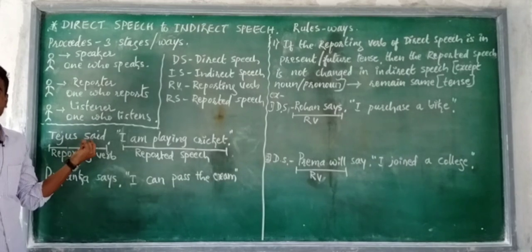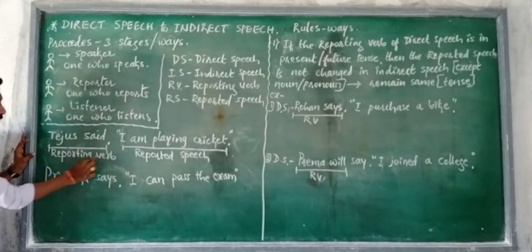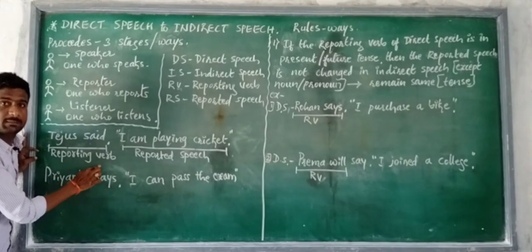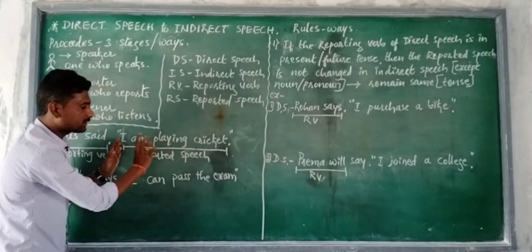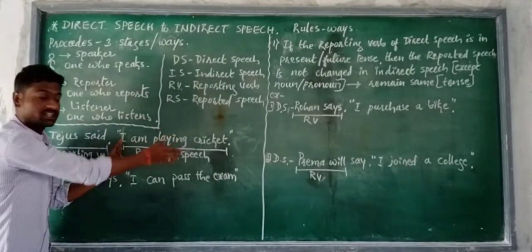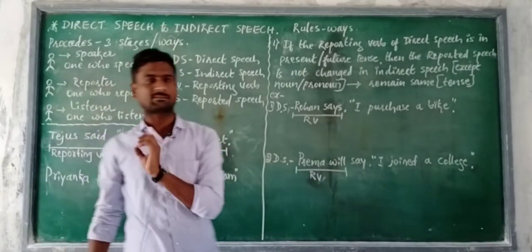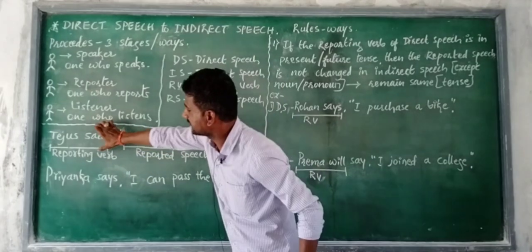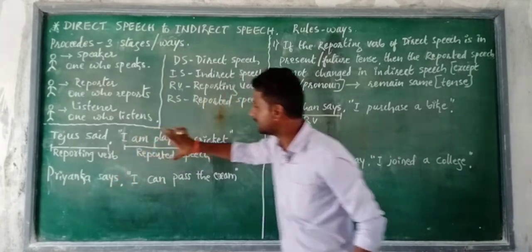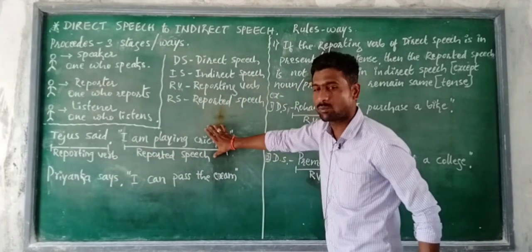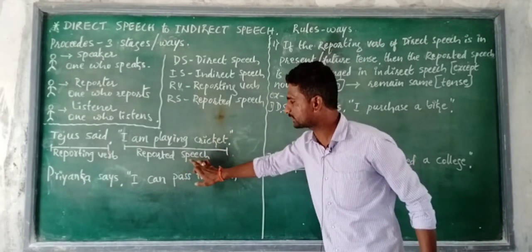Okay, in the sentence "Tejas said, I am playing cricket", I have divided it. "Tejas said" is the reporting verb. "I am playing cricket" is the original words of the speaker, which I have divided as the reported speech. See my dear students, once again, Tejas said is divided by the name of reporting verb, and I am playing cricket, the words of the speaker, is divided by the name of reported speech.